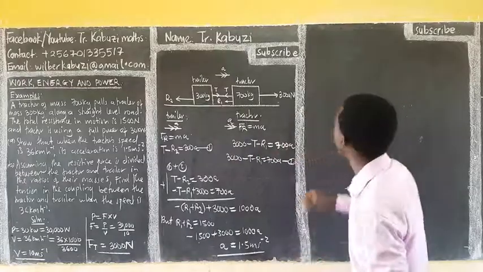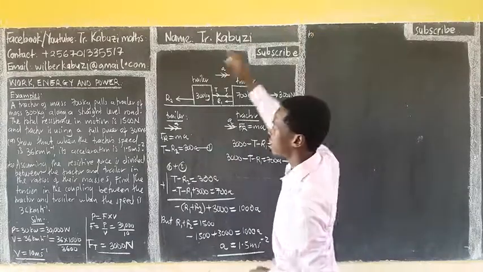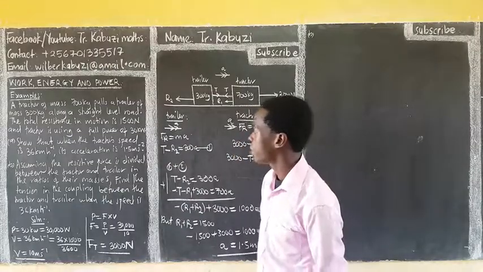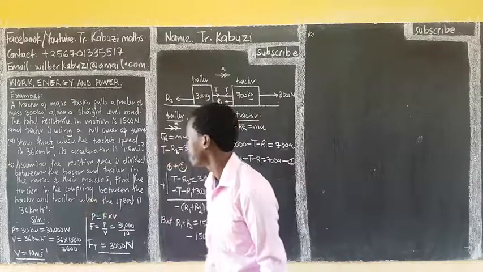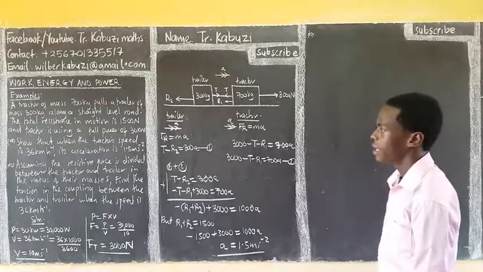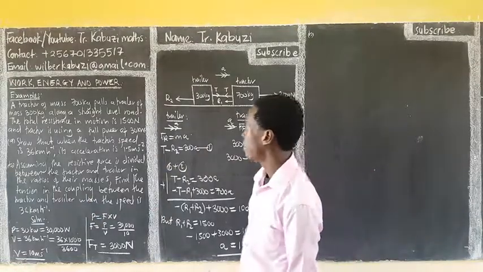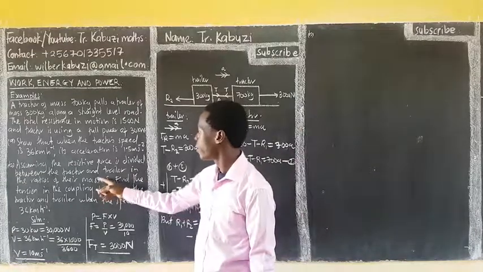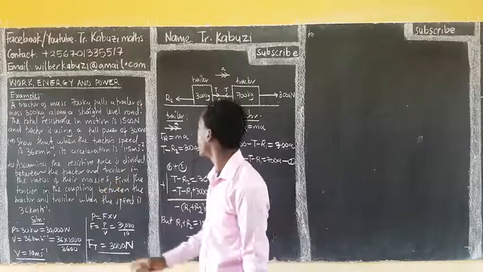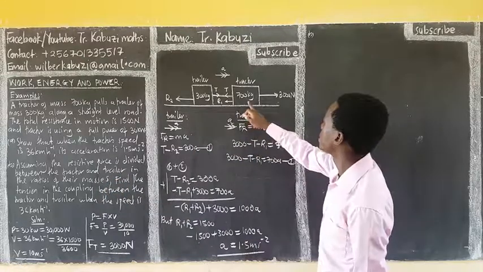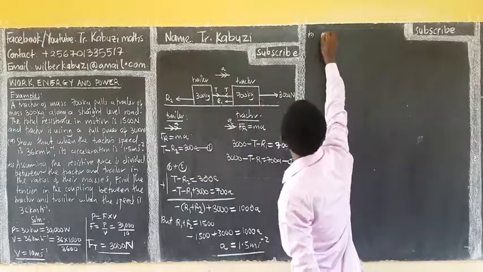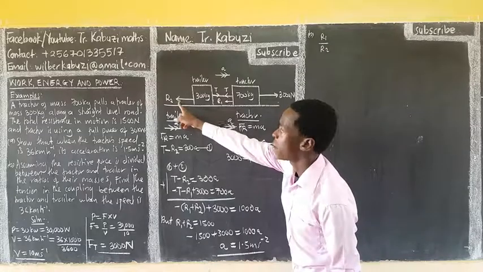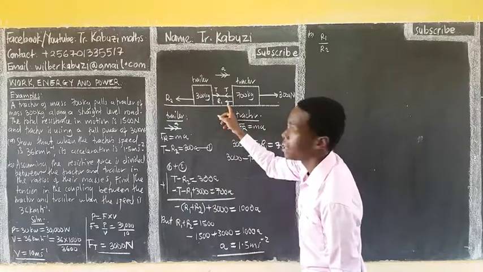Okay, then in part B, they are telling us to assume that the resistive force is divided between the trailer and then the tractor in the ratios of their masses. Find the tension in the coupling between the trailers. So one has to get this tension. So they're telling us that the resistive force is divided between the trailer and the tractor in the ratios of their masses. So here, remember this one is having R1. So in their ratios, R1 over R2. This one is resisted by R2, this one by R1. So they are divided in their ratios.